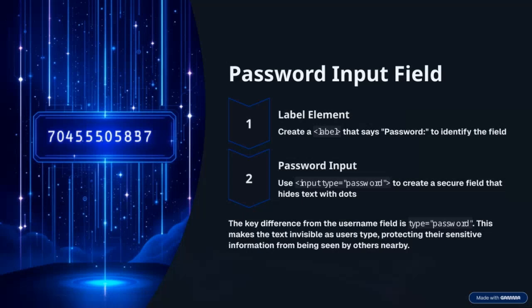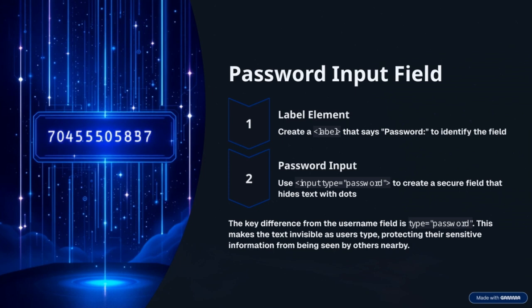Now, let's look at a key difference when creating input fields for passwords compared to regular text fields. Instead of using type equals text, we use type equals password. This is crucial because it makes the text invisible as users type, which helps protect their sensitive information from prying eyes nearby. When you create a password input, you simply use input. This automatically displays dots or asterisks instead of the actual characters, ensuring privacy.